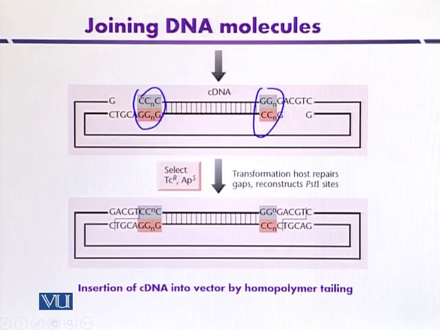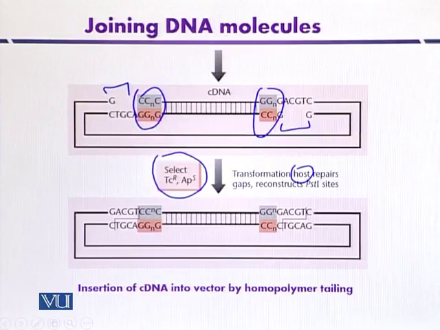A few gaps will be created that may be bridged when we transform it into a suitable host organism. When we introduce it to the host organism, the host repair machinery will bridge the gaps in the transformant DNA. After transformation, the host is grown on a medium that is supplemented with tetracycline or ampicillin. Only those transformants or recombinants will be able to grow on this medium that have the genes for tetracycline or ampicillin resistance.